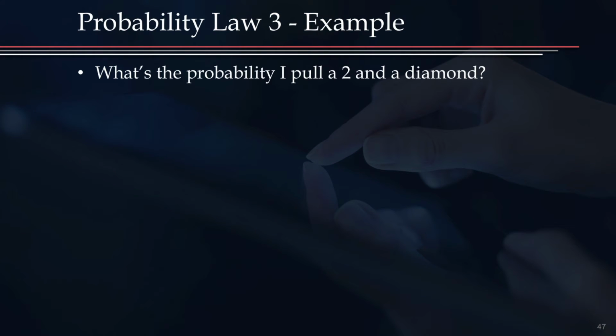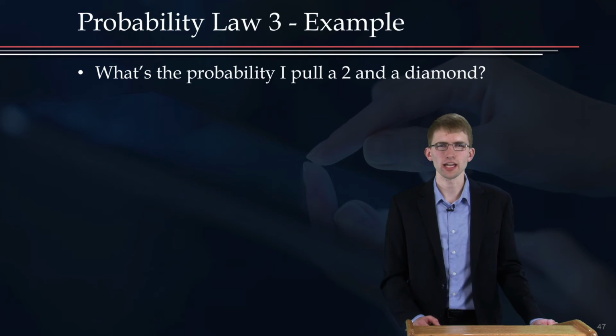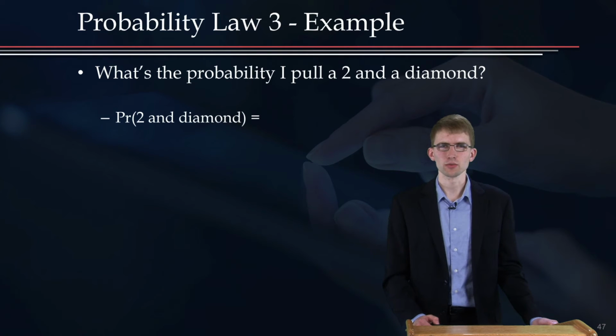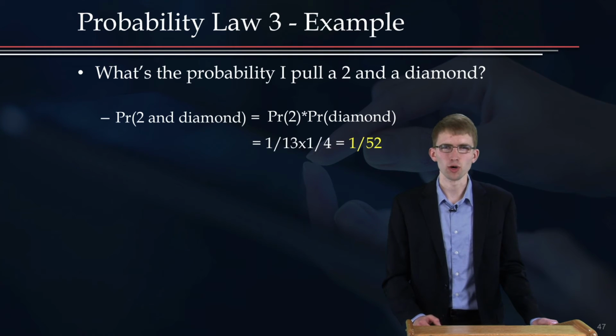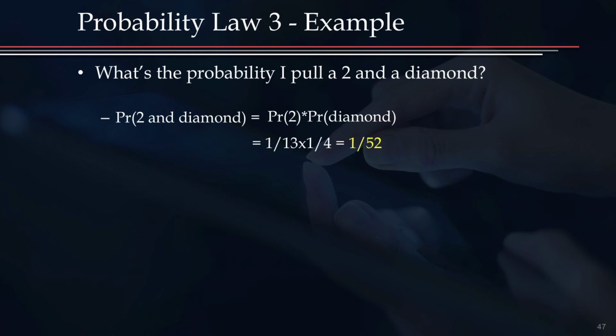As an example, what's the probability that I pull a 2 from a deck of cards and a diamond simultaneously? Now, drawing a 2 intuitively doesn't tell me anything about whether or not I drew the suit diamonds. And so these are independent. So I can write the probability of drawing a 2 and a diamond is equal to the probability of 2 times the probability of a diamond. So this is 1 in 13, because every 1 in 13 cards is a 2, times 1 in 4, every 1 in 4 cards is a diamond. This equals 1 out of 52, which should square quite well with our intuition when we remember that there's only 1 card out of the 52 that is both a 2 and a diamond.